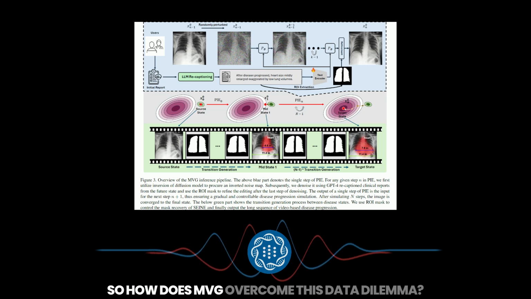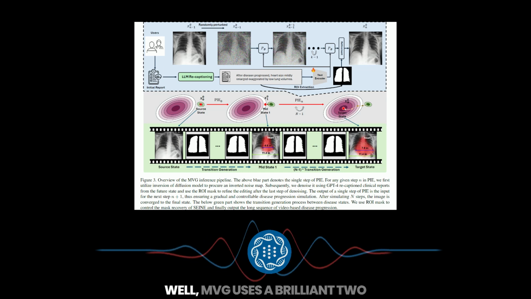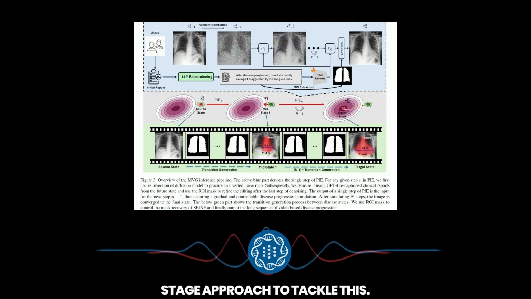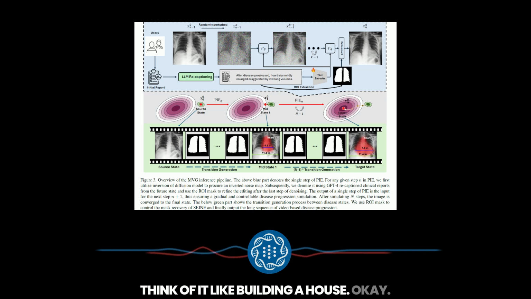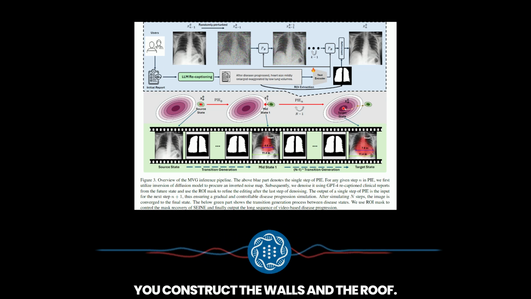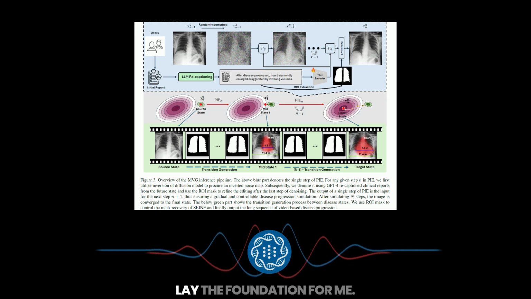Exactly. So how does MVG overcome this data dilemma? Well, MVG uses a brilliant two-stage approach to tackle this. Think of it like building a house. First, you lay the foundation, and then you construct the walls and the roof. Okay, I'm intrigued. Lay the foundation for me.